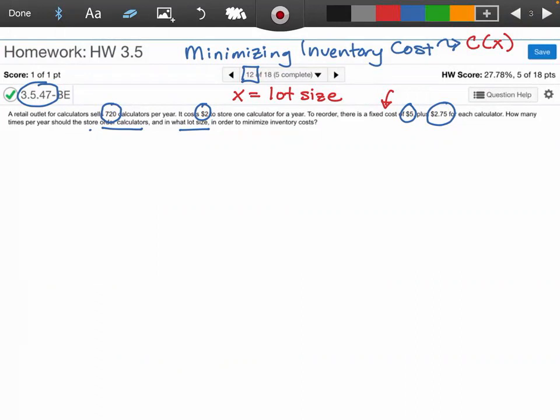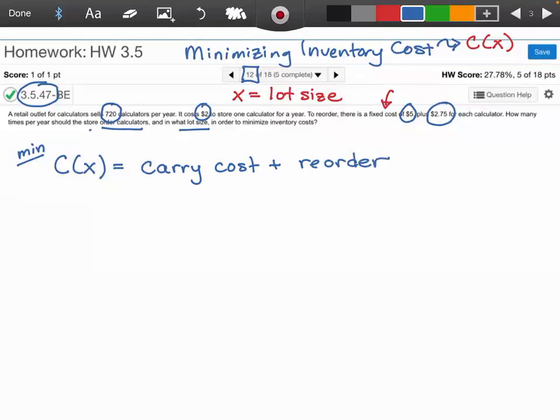Okay, ultimately, we're after C of X. Well, we want to minimize this. We want to minimize the inventory cost. They actually don't ask us what the inventory cost is, so we're not really directly interested in this number, but we want to minimize C of X. And C of X is going to be the carrying cost plus the reorder cost. So when we talk about our inventory, there's going to be a cost to carry it, basically the cost to hold the inventory, and also the cost to order the inventory. So we're just separating those two costs. Hopefully that makes sense. Let's break this down.